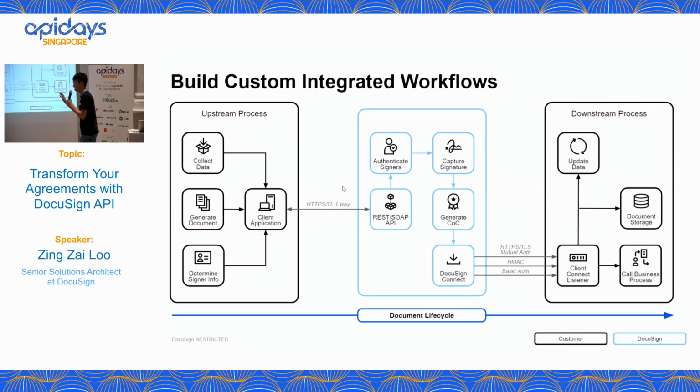And I always think of it as upstream and downstream processes. Upstream is where we collect the data, we generate the document, and we determine who needs to sign. After that, we pass it into our client's app. This client app will call the API of DocuSign to trigger the entire signing ceremony. And this was what happened earlier in my demo, right? We trigger it, and then we authenticate the signers. So there are many ways in which we are able to authenticate the signers.